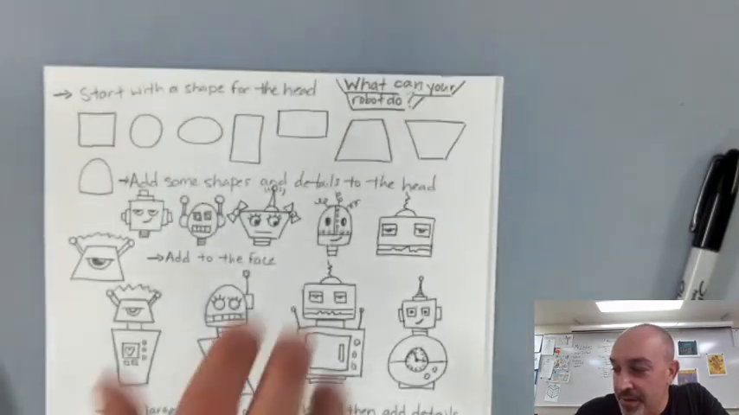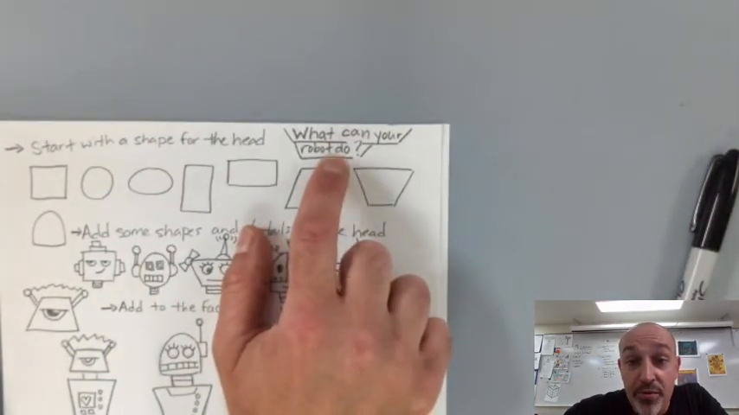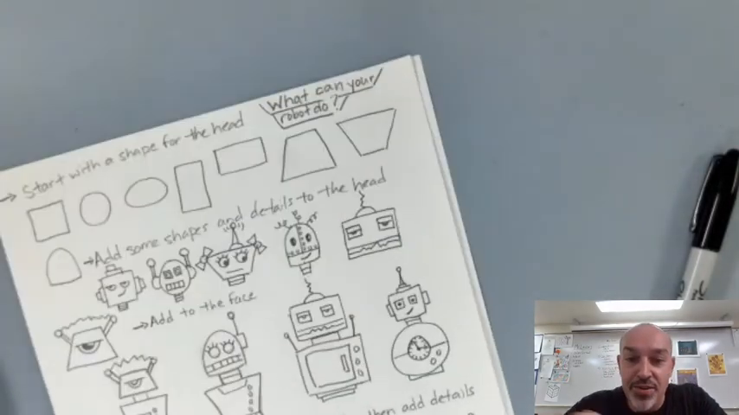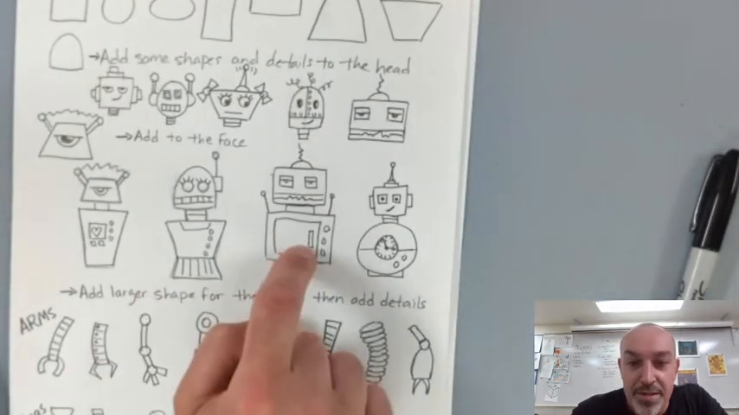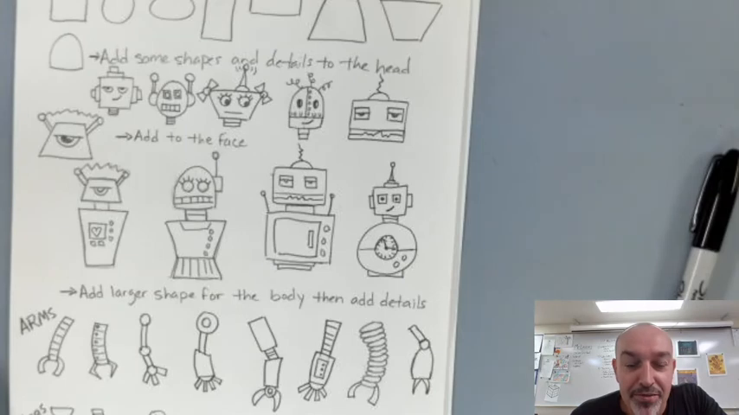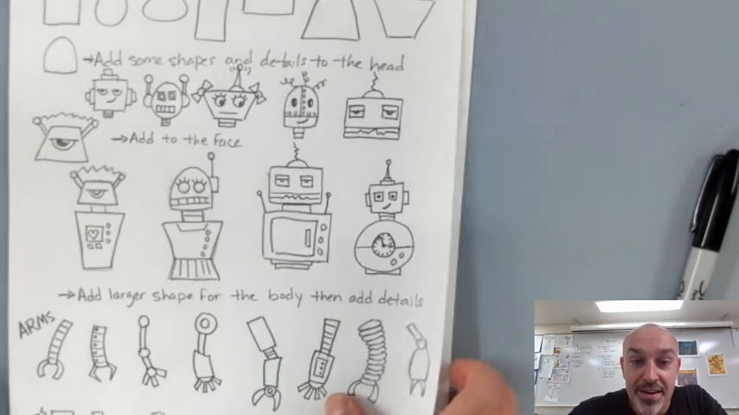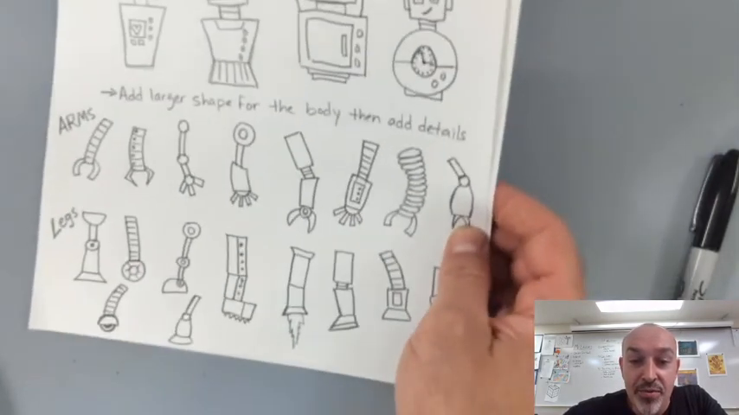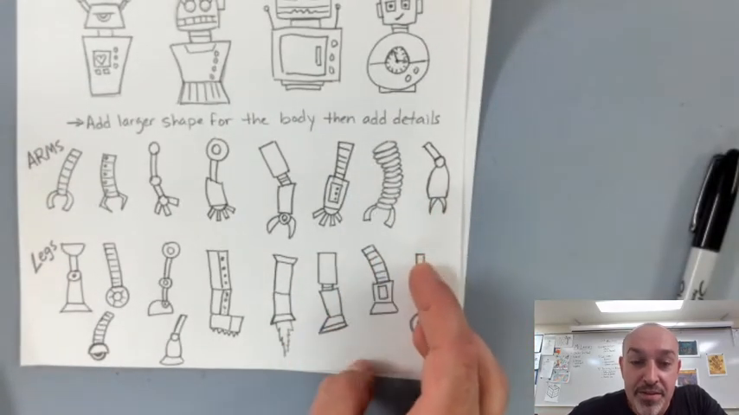And then I want you to think about something that I think is important. What can your robot do? What makes it so special? What can it actually do? Well, maybe this one can cook my dinner. There's a microwave right there, an oven, so that's something it could do. This one could be an alarm clock. Maybe that's something it does or one of its powers. And like I said, down here, this one here has rockets for feet, so that could fly.